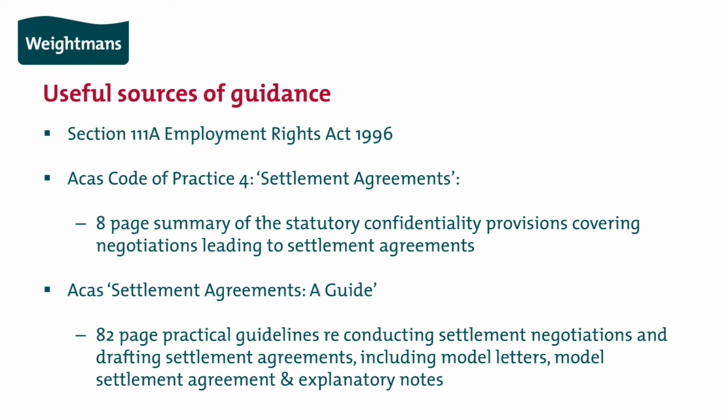On this slide I've listed some sources of guidance published by ACAS in support of the new statutory provisions. One is an 8-page statutory code of practice, which a tribunal would have to have regard to where relevant, and that focuses on the confidentiality provisions leading up to a settlement agreement. The second is a more detailed 82-page practical guidance note which covers both confidential negotiations and drafting settlement agreements themselves, including model letters, a model settlement agreement, and explanatory notes. Those are all available via Google online. You can download them, and I would strongly recommend them to anybody who is going to be having some sort of confidential conversation. At the end of the seminar, you will be sent a copy of the slides, so you will have all the information there which you can use.